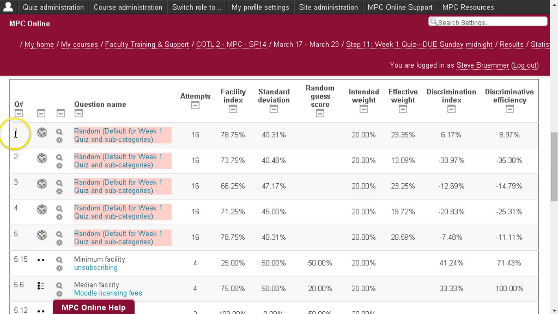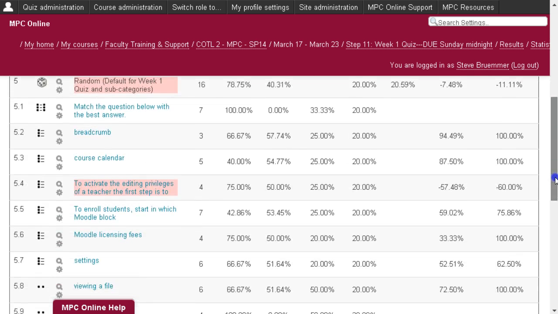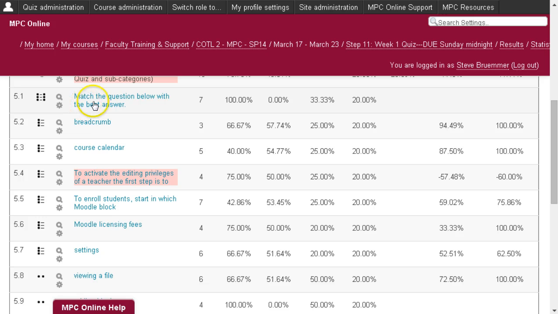These numbers 1 through 5 represent the 5 questions that students took, although they're not specific questions, because every time you took it, you got questions in a different order. Question number 1 was not the same for anybody, except by random chance. To see all the actual questions, you have to click on this last random question, and then it displays all of the actual questions that were taken. The first question was a matching question. There was a breadcrumb question, a course calendar question, a question about licensing fees, etc.